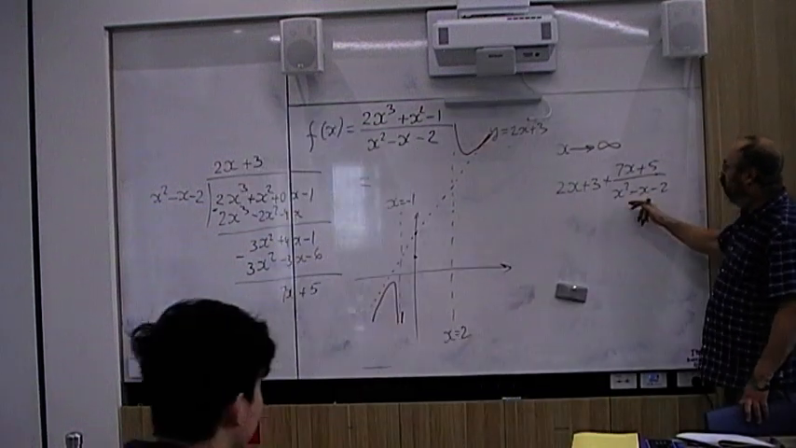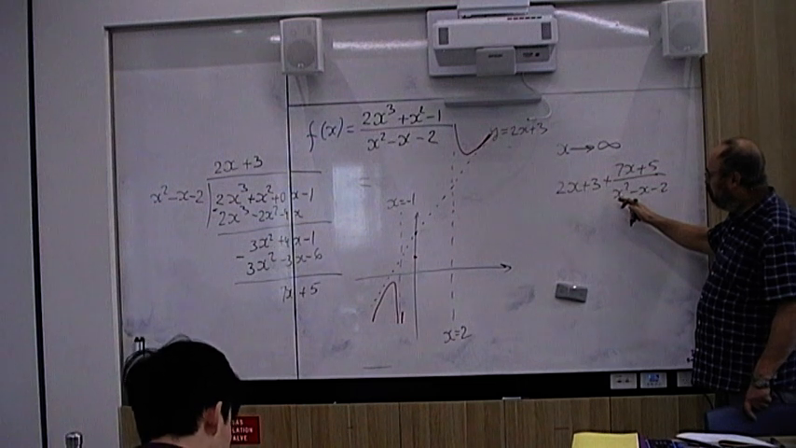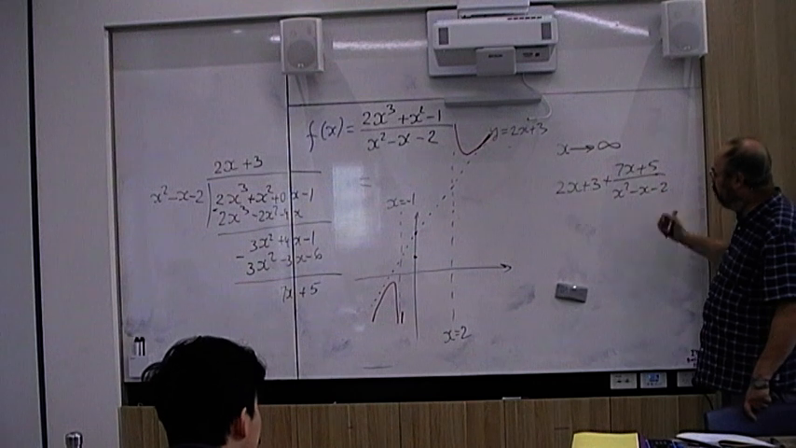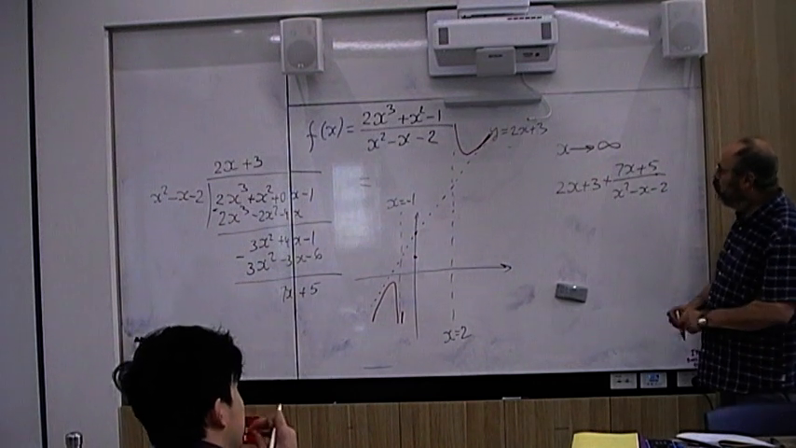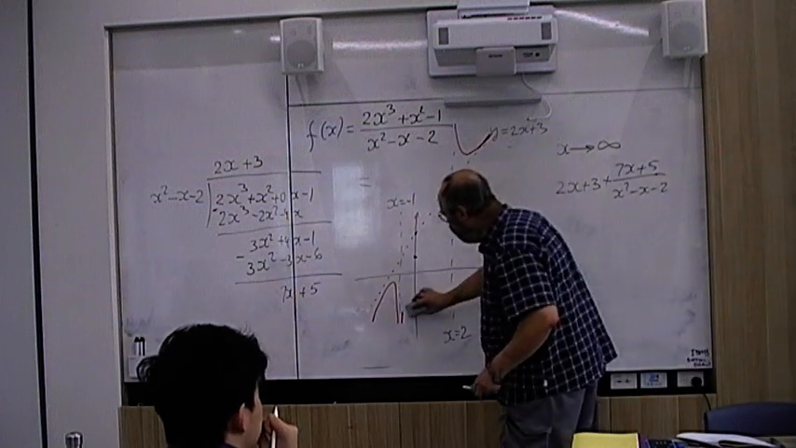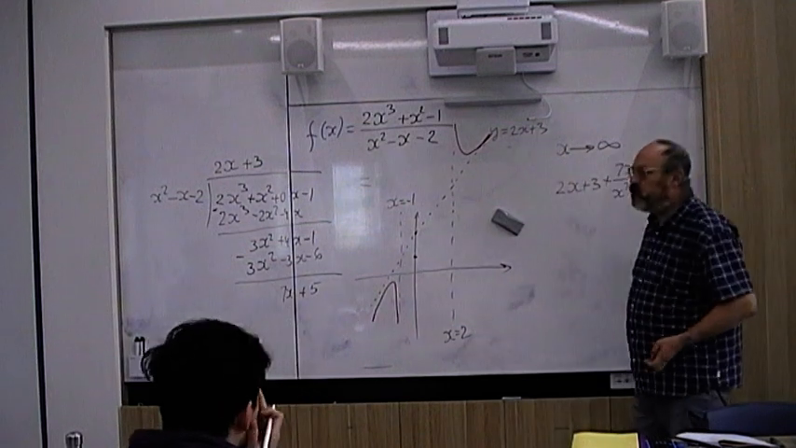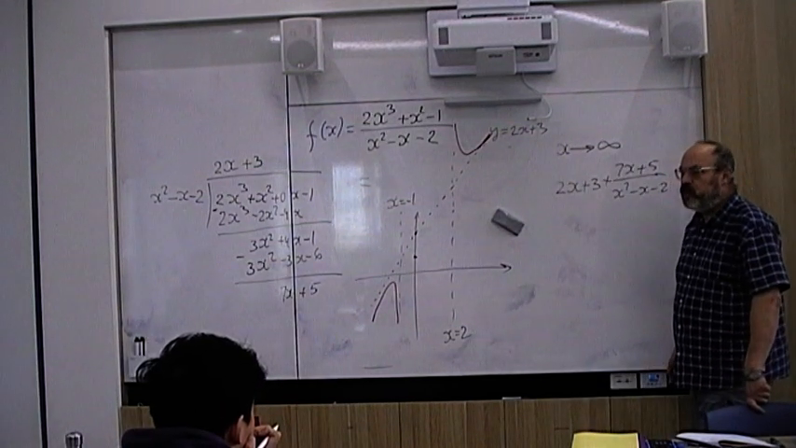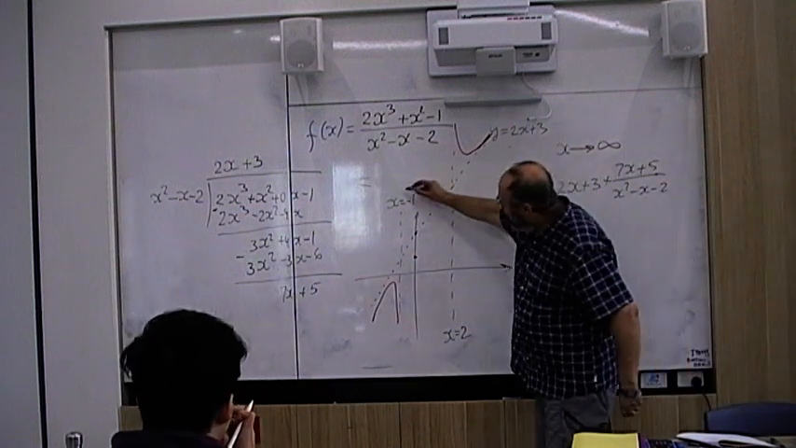This will be negative. This is negative, and this is negative, which should be positive. But negative is positive, so we can check it by substituting. Let's say negative, it has to be positive. So the graph will go here.